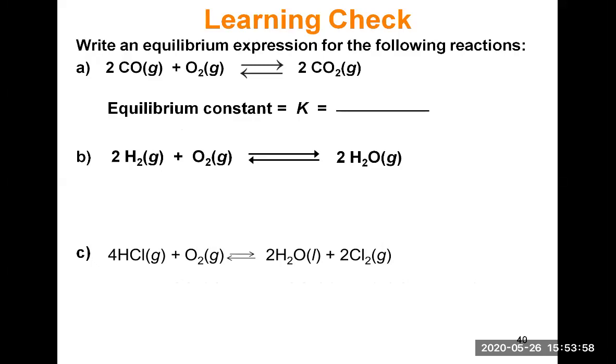So here in the numerator, we have only one product and it's CO2. So you would put CO2 in brackets. And then the coefficient 2 in front of CO2 will become an exponent for the concentration of CO2. Then it's over the concentrations of reactant. And so it's going to be over the concentration of CO, also squared, because the coefficient 2 in front of CO becomes the exponent for the concentration of CO, times the concentration of O2.